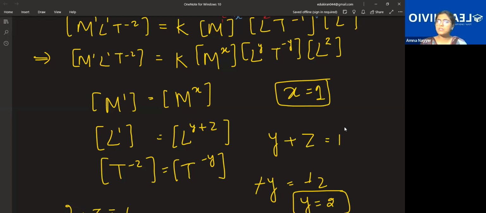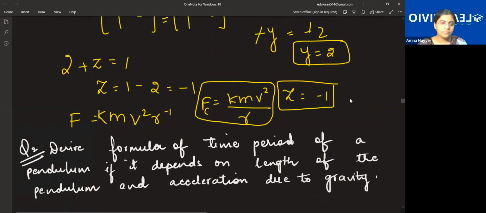We have this equation. You don't need to solve everything right now, because with time you will see that one of the variables is getting solved automatically. Like T to the power minus 2, here T to the power minus y. So minus 2 is equal to minus y. That means y is equal to 2. So x is equal to 1, y is equal to 2. If you put here, you will get z is equal to minus 1. And we had all the variables with us.